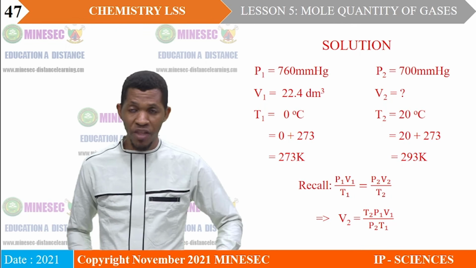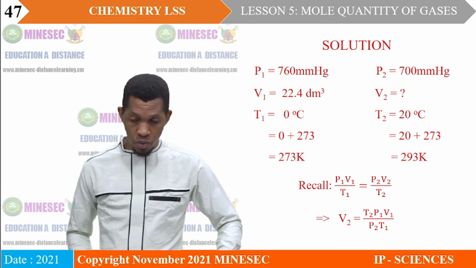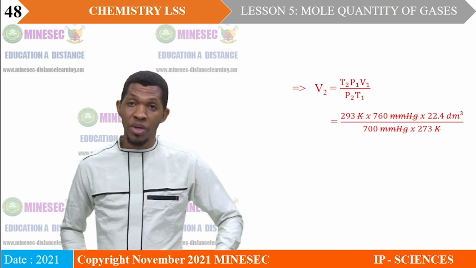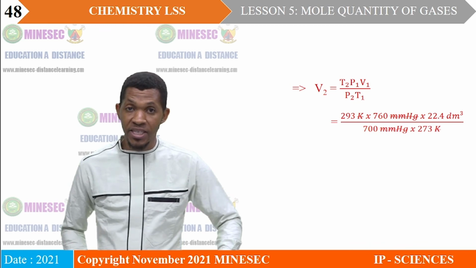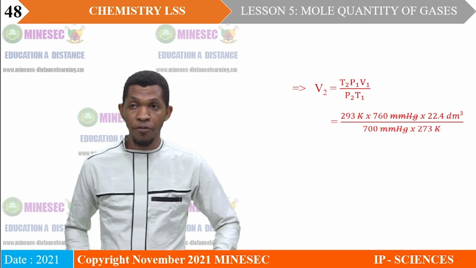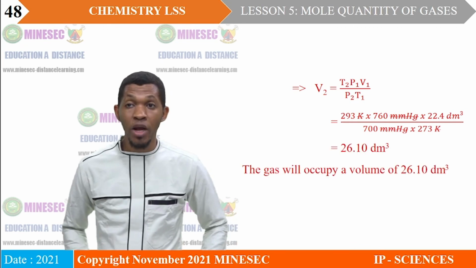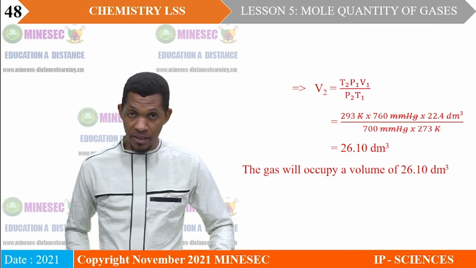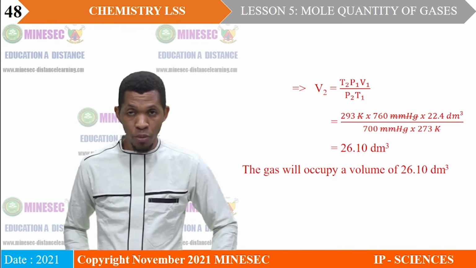Making V2 the subject of the equation, we have V2 is equal to T2 P1 V1 over P2 T1. So substituting with their values, we have V2 is equal to 293 Kelvin times 760 millimeters of mercury times 22.4 cubic decimeters, all divided by 700 millimeters of mercury times 273 Kelvin. Simplifying, we have V2 is equal to 26.10 cubic decimeters. So the gas will occupy a volume of 26.10 cubic decimeters.